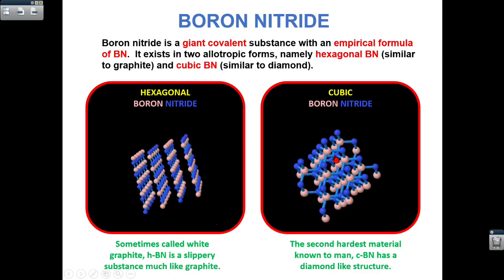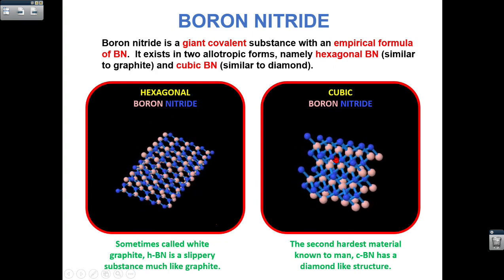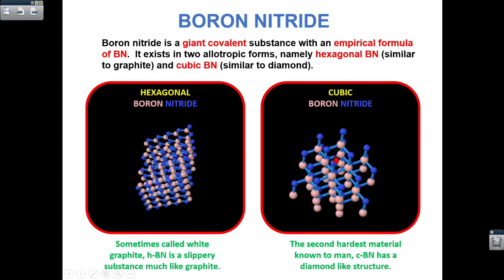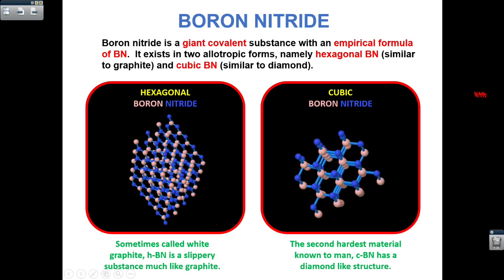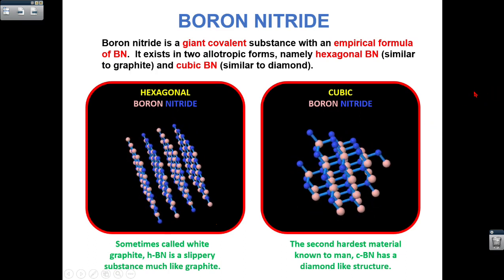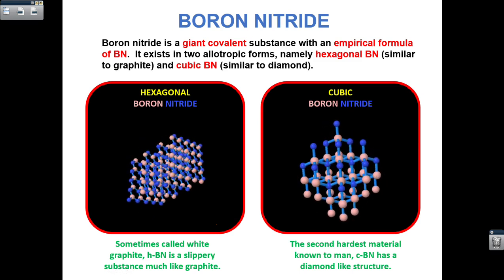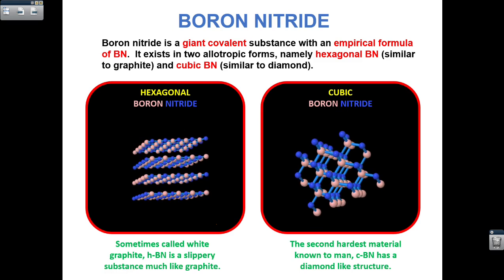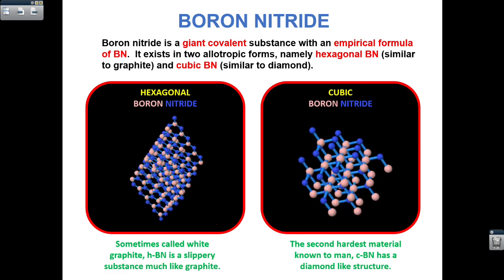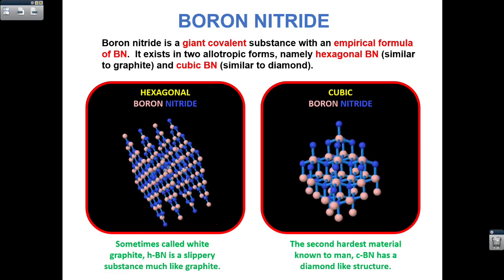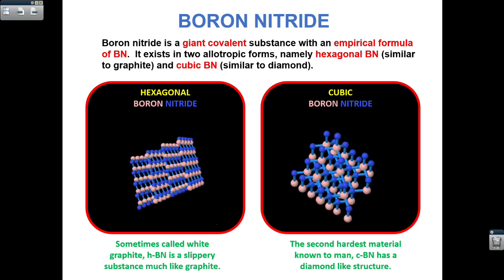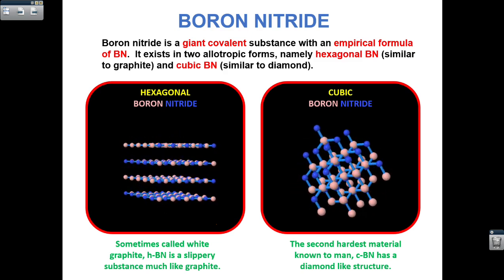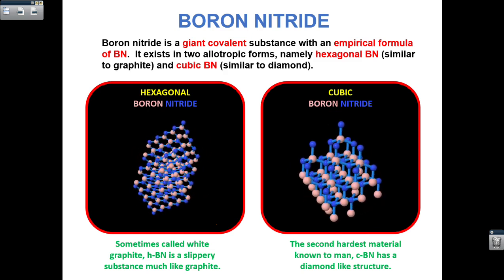So, this is a giant covalent structure. Empirical formula is BN, so the same number of borons as there are nitrogens, and it comes in two allotropic forms, two forms of boron nitride, what we refer to as hexagonal boron nitride and also cubic boron nitride. Now, as you can see these two 3D structures floating around in front of you here, hopefully you are reminded of a structure from GCSE.